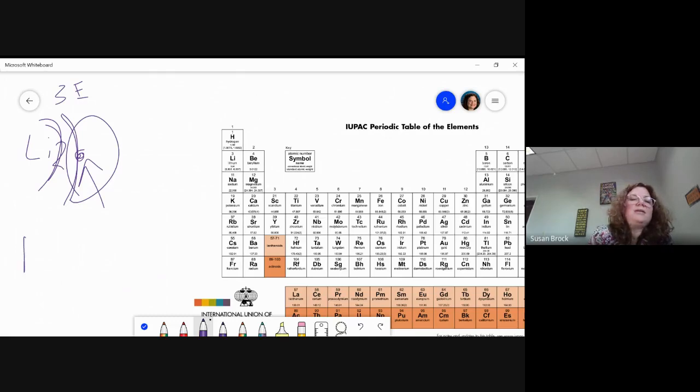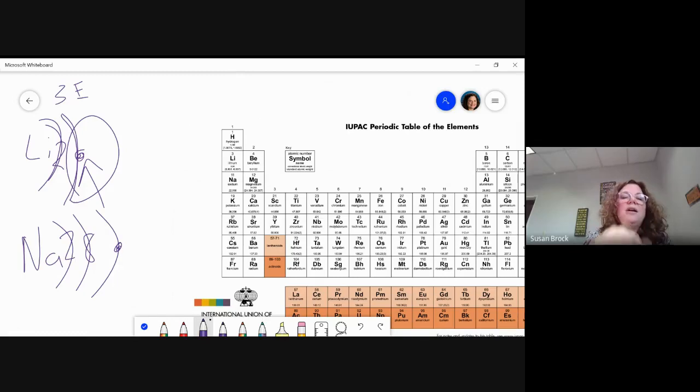Okay, and we go down the group. Sodium has 3 energy levels. It's got 2 electrons in that one, it's got 8 electrons in that one, and it's got 1 electron in there. And this is the only one that does the bonding. It's always the valence electrons, and so that's why they're the most important thing.